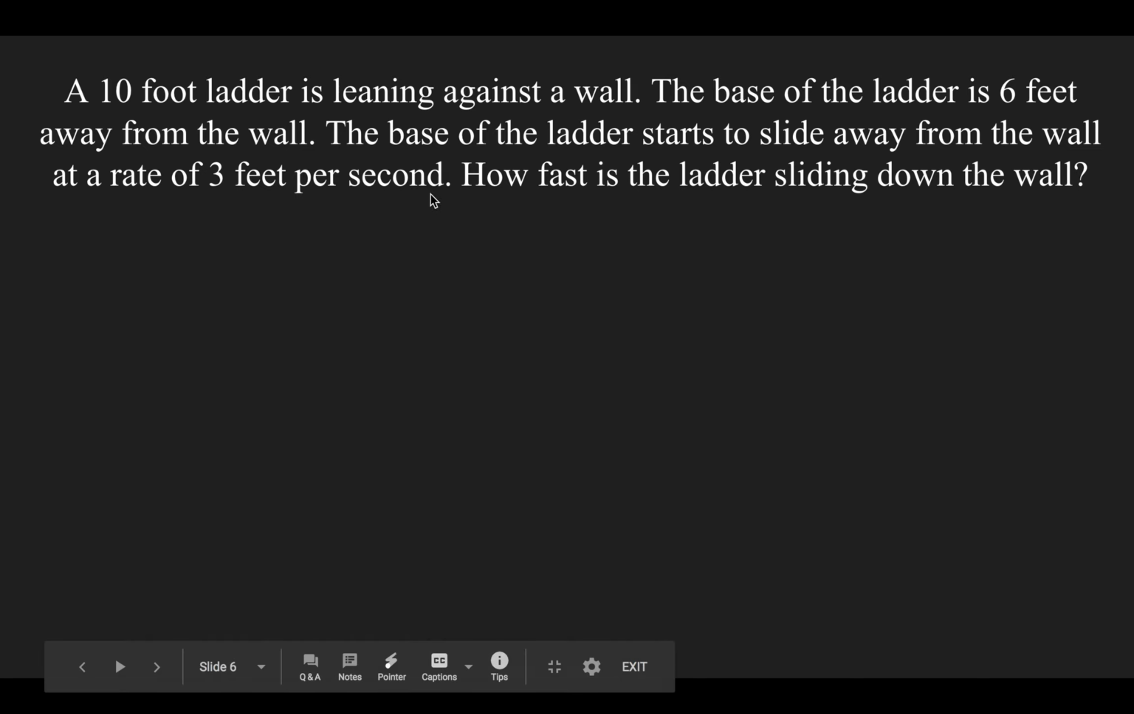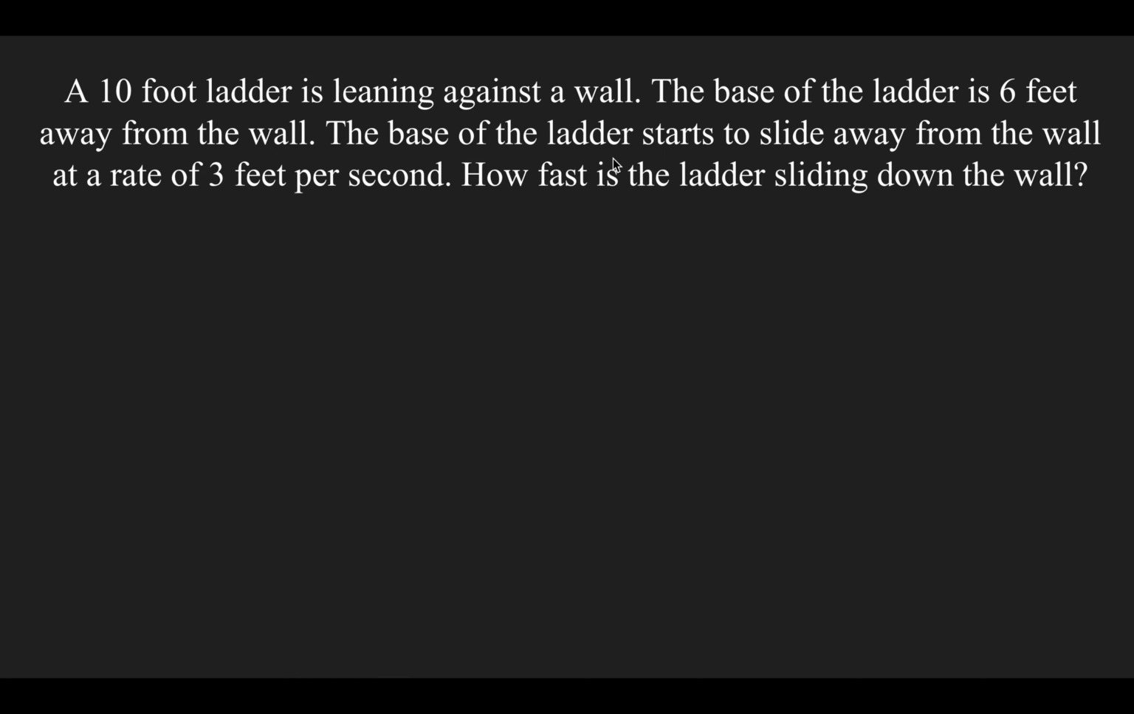So a 10-foot ladder is leaning against a wall. The base of the ladder is 6 feet away from the wall. The base of the ladder starts to slide away from the wall at the rate of 3 feet per second. How fast is the ladder sliding down the wall?